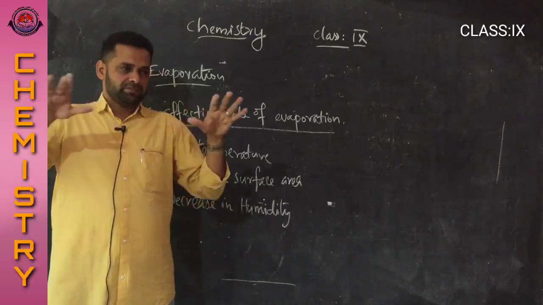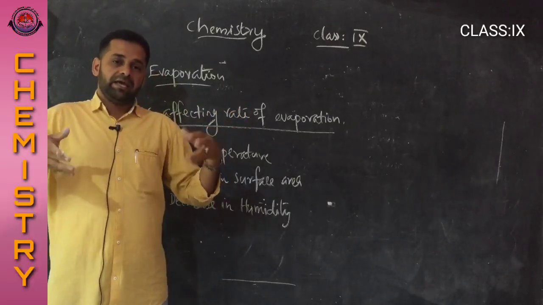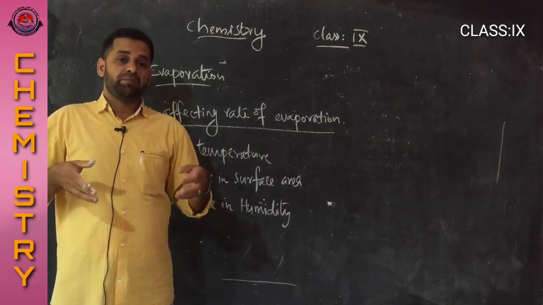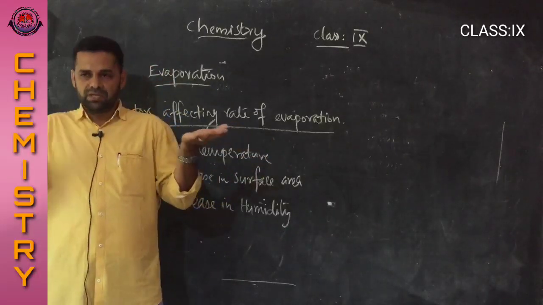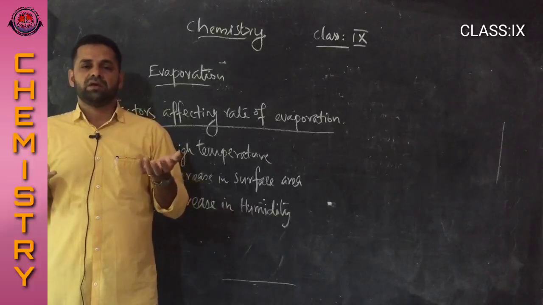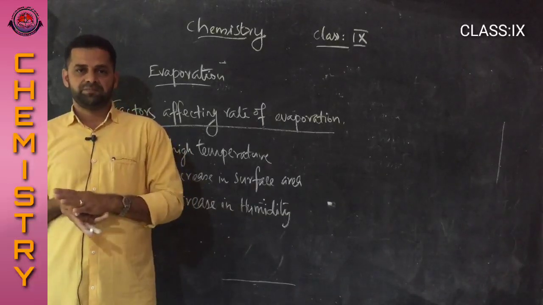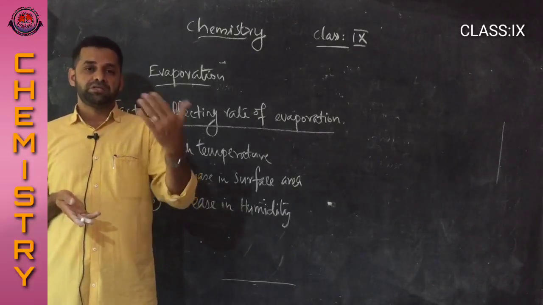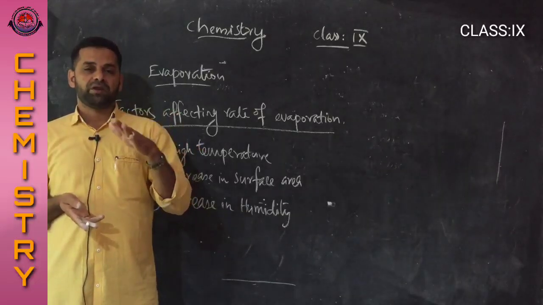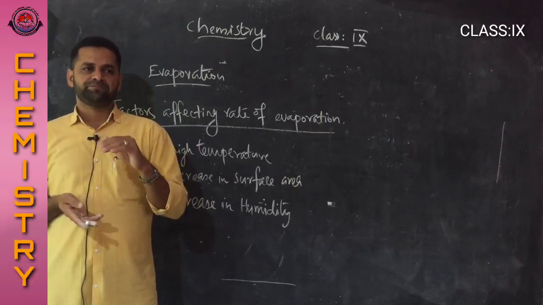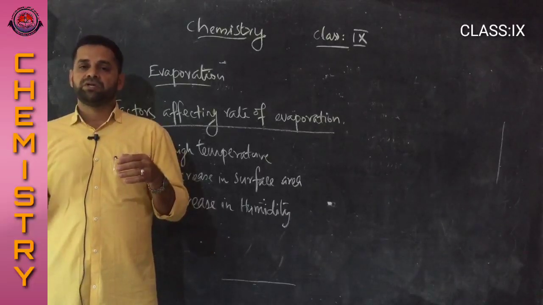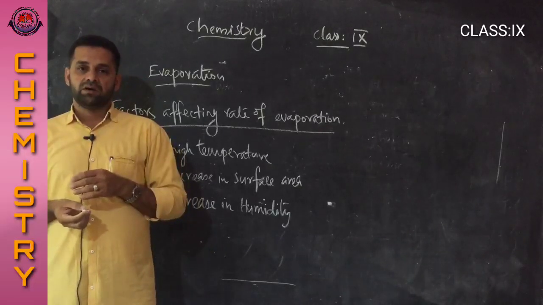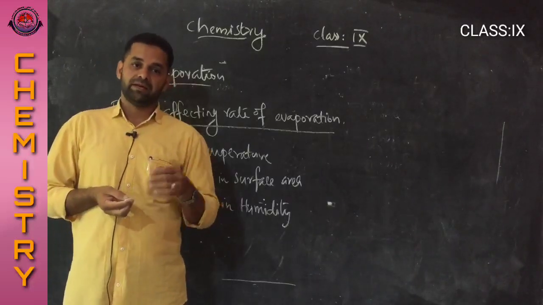If the water vapor is more, then evaporation will not happen as easily. Why? Because if the amount of water vapor is more in the atmosphere, the rate of evaporation decreases. So, when the humidity is more, the rate of evaporation decreases, and that is why during the winter season it takes more time to dry clothes than in the summer season.